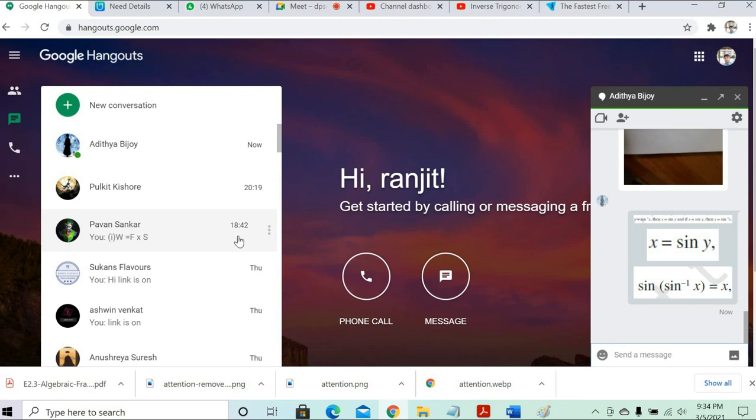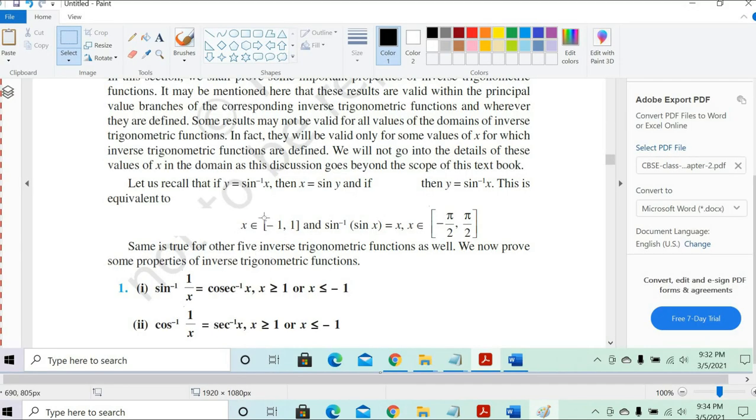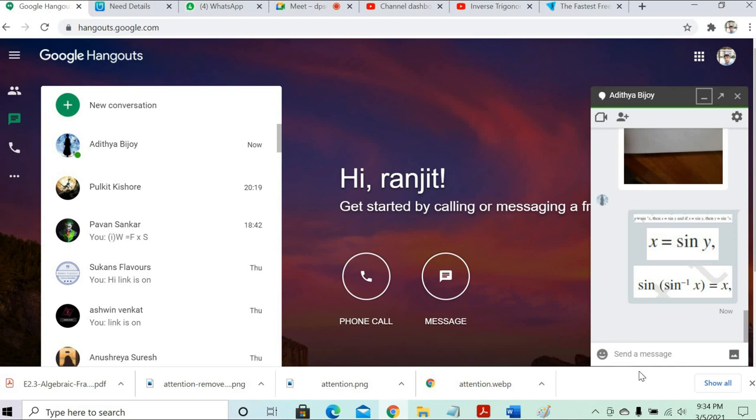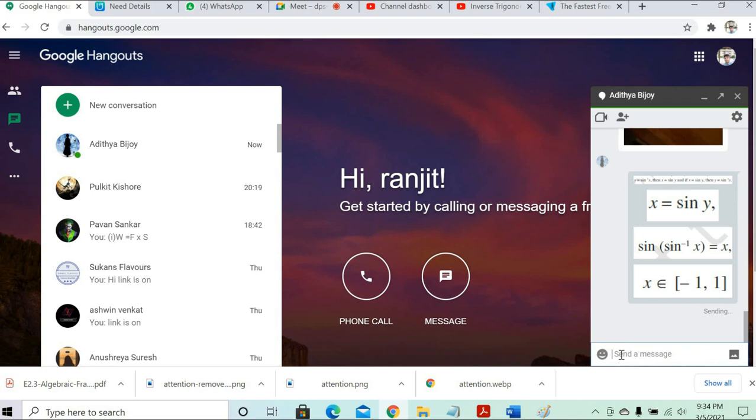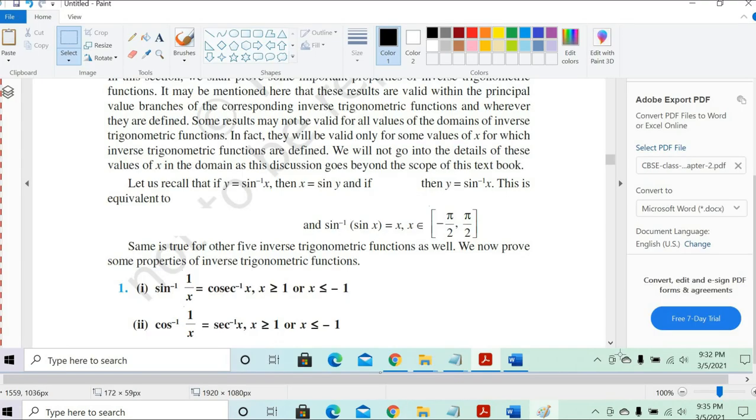Yes, sir. In simple terms, sine and sine inverse get cancelled, and the answer is only x. Similar thing happens the opposite way also, with sine inverse of sine. Here the x value will be ranging from -1 to 1, because x was nothing but your domain. -1 to 1, correct? Understood this part? Clear? Next.